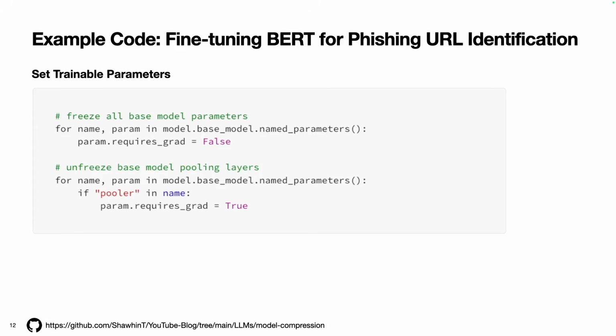However, this might result in a pretty rigid model because we can only refine the parameters in that classification head. So one thing we can do is unfreeze the base model parameters in the final 2 layers, so in the pooling layers of this model. One way we can do this is to loop back through the base model parameters, and if we see the word pooler in the name, we can just unfreeze those parameters.